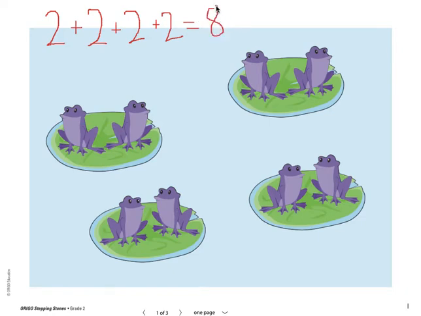All right. Does your equation look something like this? I put 2 plus 2 plus 2 plus 2 equals 8. This is 4 groups of 2 being added together, right? 2 plus 2 plus 2 plus 2. 1, 2, 3, 4, 5, 6, 7, 8. Let's look at another one.